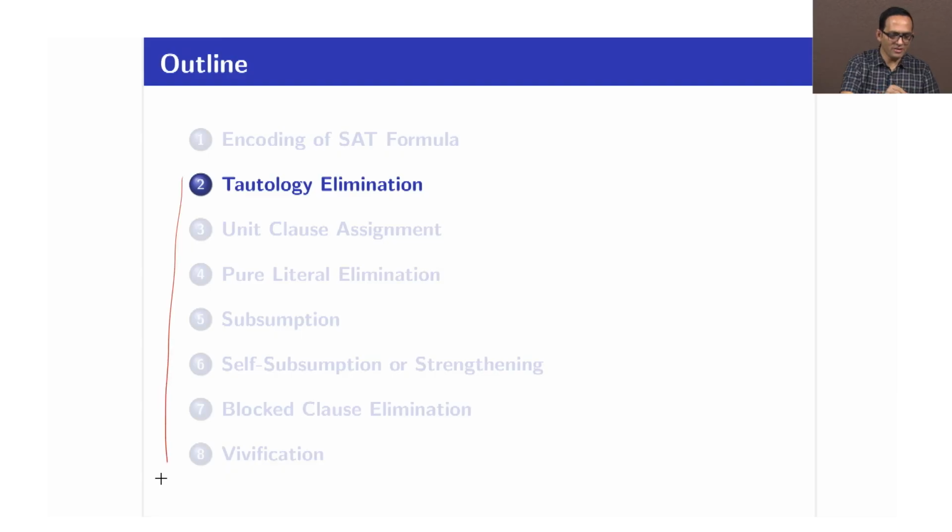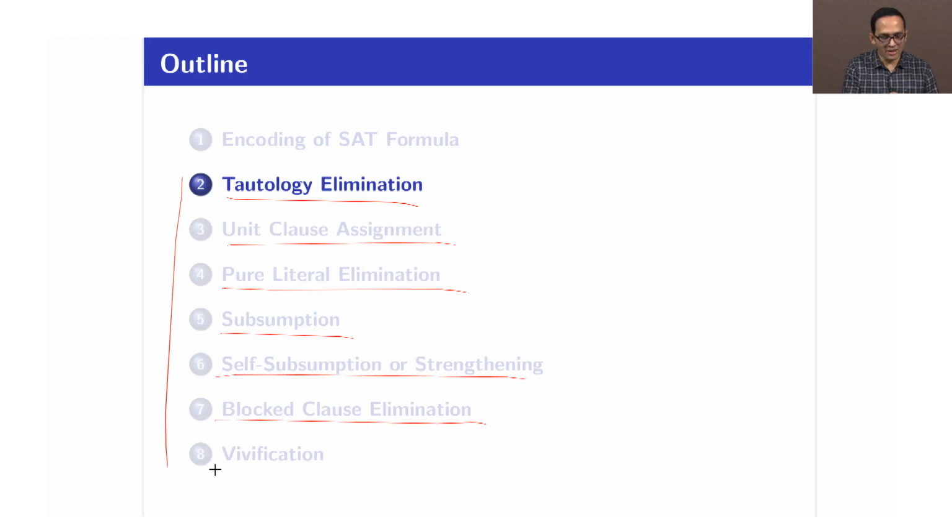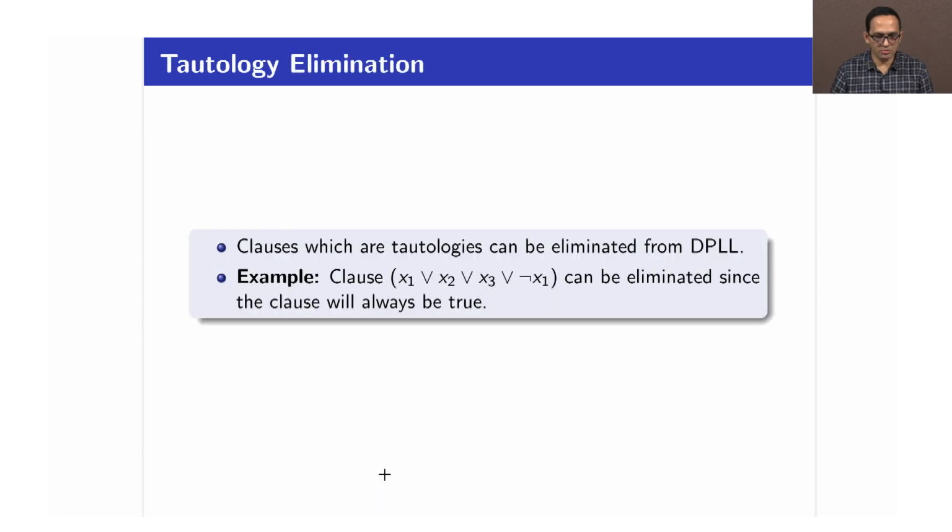So, on the pre-processing we will learn a few of the techniques. The techniques are mostly very simple. We will learn tautology elimination, we will learn unit clause assignment, we will learn pure literal elimination, subsumption, self-subsumption or strengthening, blocked clause elimination and vivification. There are 7 techniques we will learn, but they are quite easy to understand. So, we will start with tautology elimination.